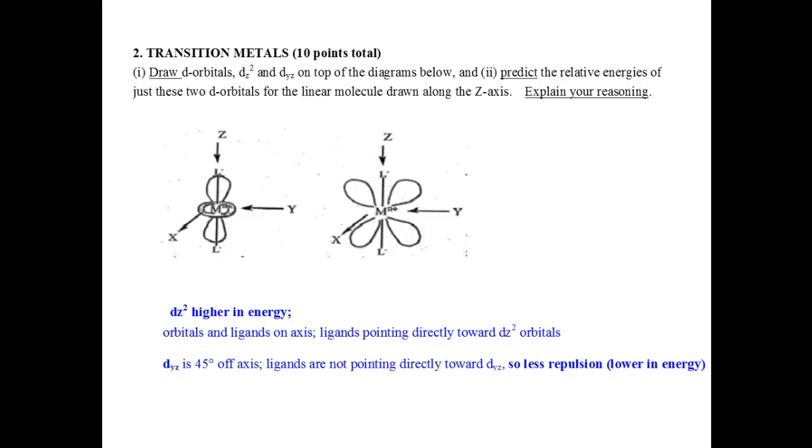Now drawing the orbitals should be easy. For a molecule that has ligands placed along the z-axis, you can predict, according to crystal field theory, that the orbitals along or toward the z-axis will have the net destabilization. So you'll have dz squared higher in energy compared to dyz. Everyone, good luck.